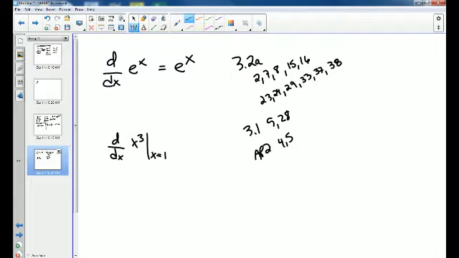I didn't mention this notation. What is that? This is the same thing as saying, there's the function, calculate f prime at 1. That's all that's saying. So it's the derivative of x cubed at x equals 1. So you find the derivative and then plug 1 in. 3x squared evaluated at 1 would be... so, different notations.